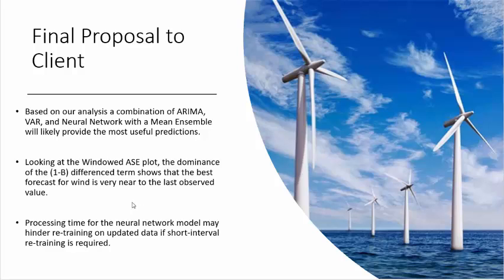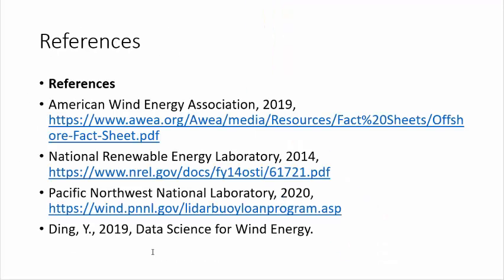And we did see the dominance of the 1 minus B factor, showing that probably the best forecast for wind is very near to the last observed value. We would caution that the neural network, while powerful, can become problematic because of the long training time. And these are references for our research.